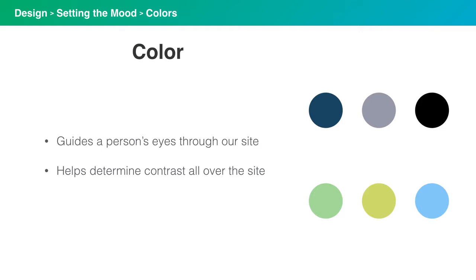Do you want a serious site? Then maybe you opt for darker colors. Do you want a more natural site? Subdued, more neutral shades would be fitting. When thinking about color choice, think about your goal and your audience. It's best to start with 2 or 3 colors.